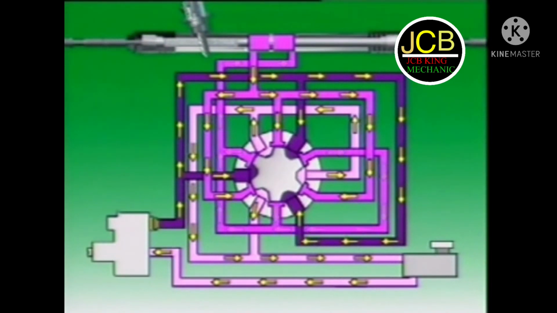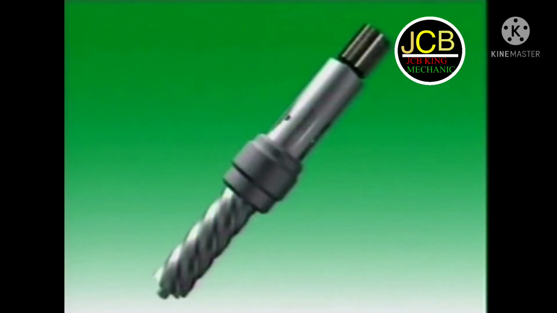Slight rotation of the valve gives a small amount of assistance, which becomes progressively greater as the torsion bar flexes and more assistance is needed. The grooves of the inner member are precisely shaped to meter the flow of fluid.